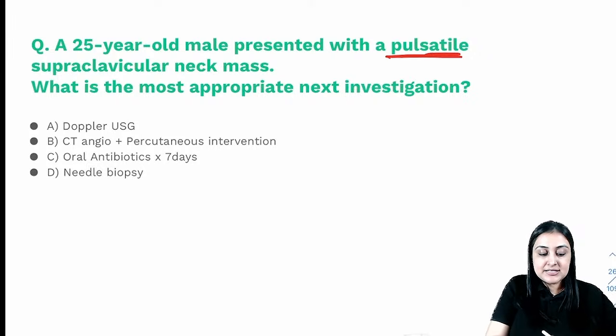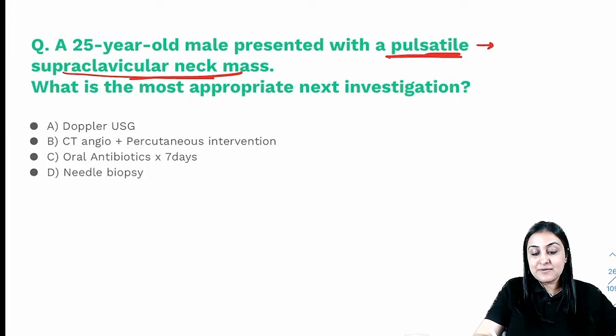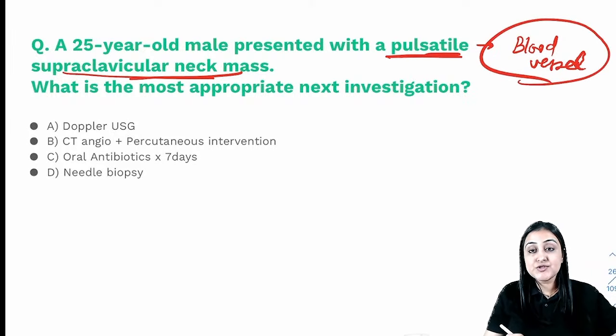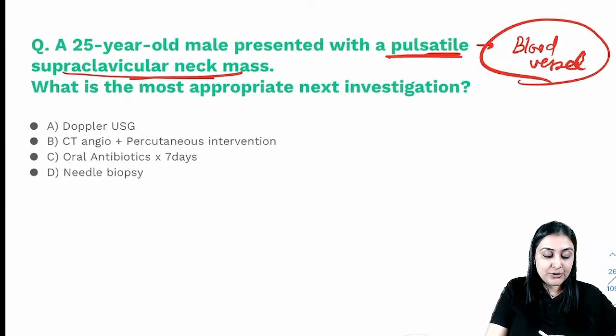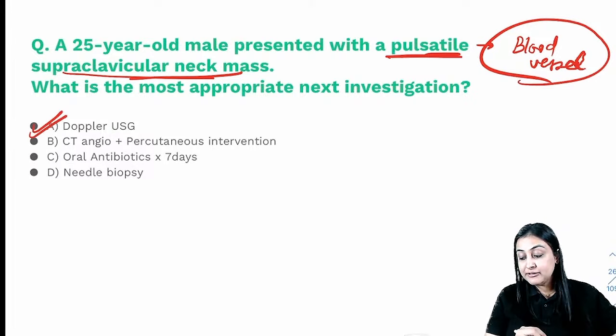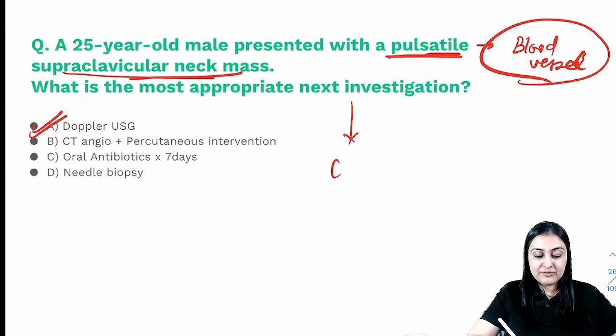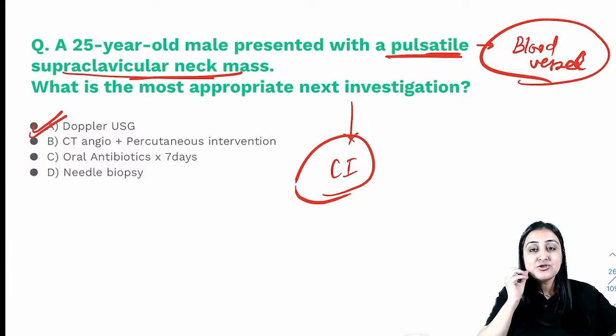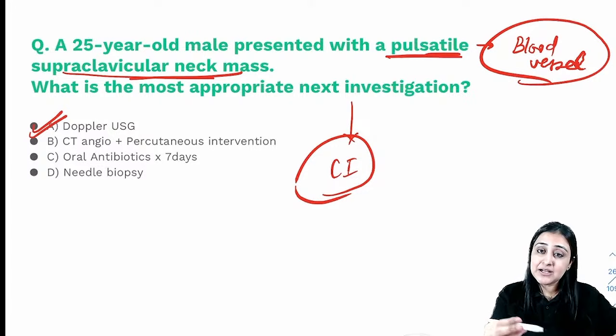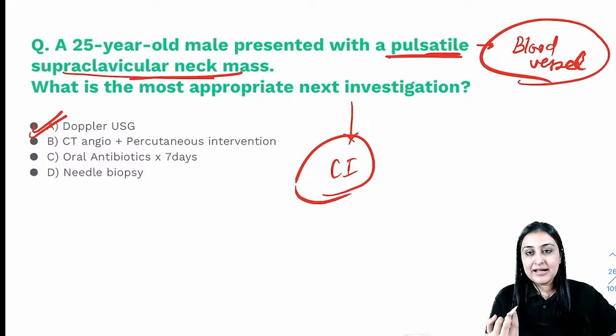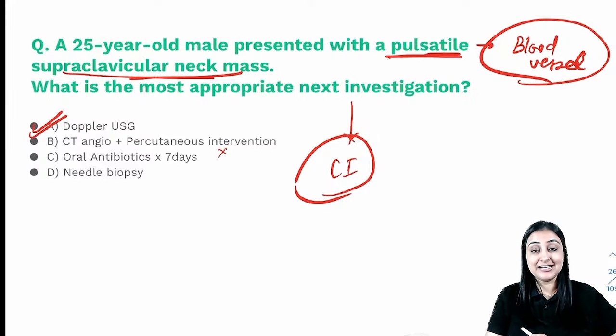Remember, whenever there is a pulsatile mass, I am thinking of a blood vessel, right? I'm thinking of an aneurysm, or I'm thinking of a very, very vascular mass, vessels. What do you want to do next? Doppler. Even if you don't know Doppler, what is one thing you will never do? Whenever you see a mass that is pulsating, don't put a needle. If you stick a needle into it, what will come? Blood. Always blood, and that blood will not stop, right? So never ever puncture a pulsatile mass, never ever do a percutaneous intervention.